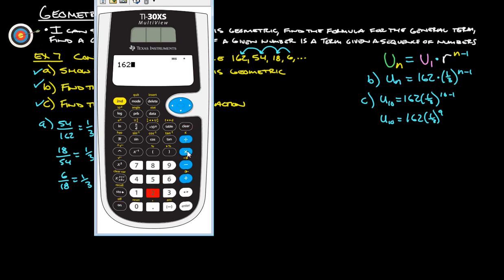162, and let's just do this, parentheses, 1. You can do 1 divided by 3 is fine, or you can do 1/3 as a fraction, either way. And then we're going to take that to the 9th power and hit equals, and we get 0.008203, but it says they want it as a fraction. We can push this button here and see if it gives it to us as a fraction. Oh, it does. Look, 2/243.